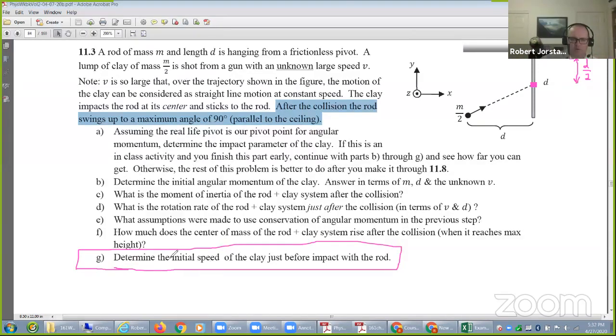Speed makes you think probably use energy. Swinging rod, maybe I shouldn't use kinematics because the torque is going to change, so I better use energy. Hopefully you thought that. Let's check. Or work, yeah, you could call it work-energy, whatever, same thing.